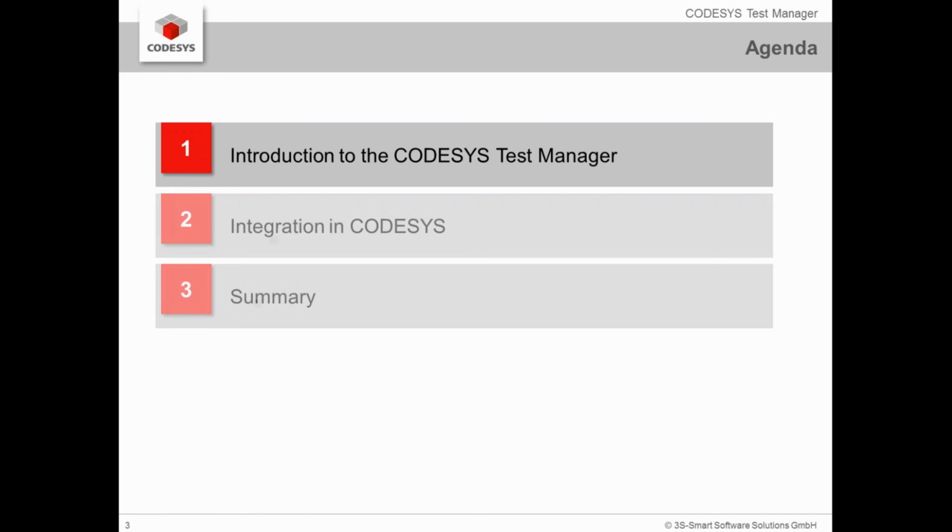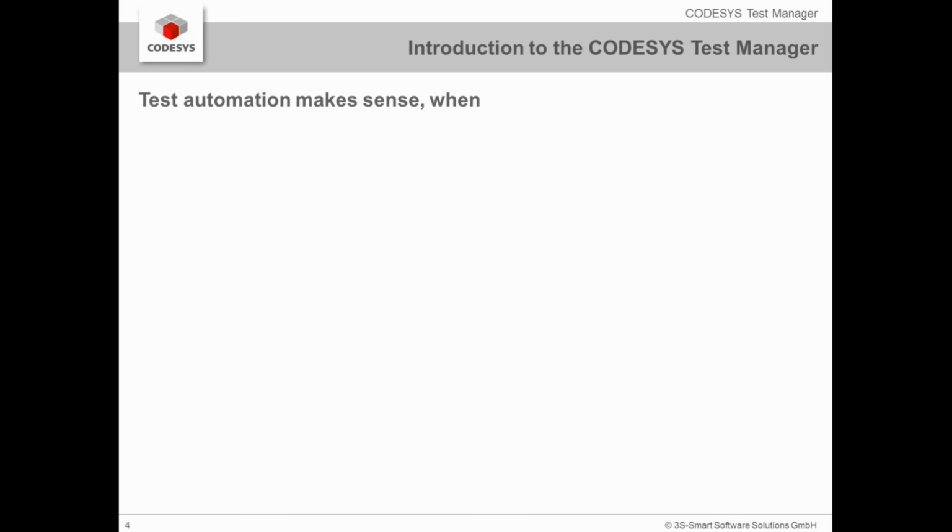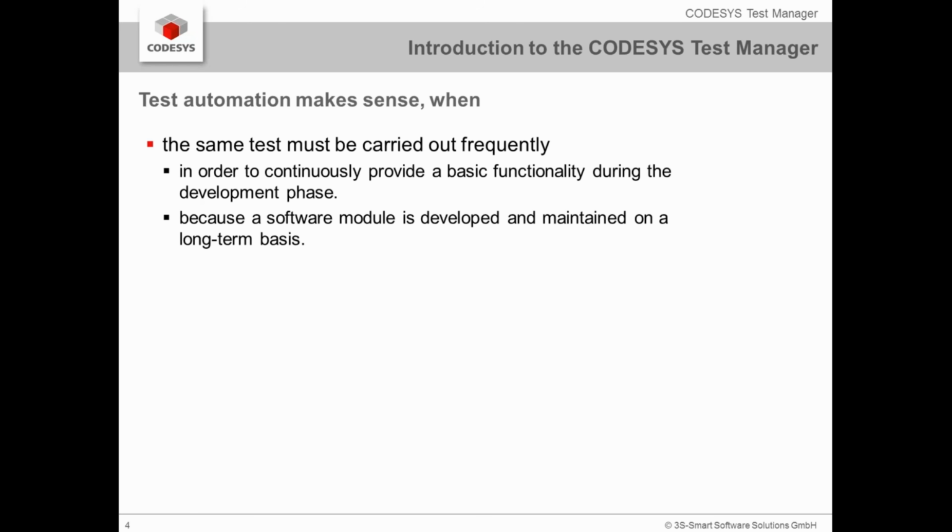Okay, now let's start. The first step: why should we test our IEC 61131 application software? Well, this is a very ridiculous question. Of course, we need to test it in order to make sure that the application is running as we have expected and programmed it. Now we can do that manually, but with the CODESYS Test Manager, you now have the possibility to make a test automation. And this makes sense under certain conditions.